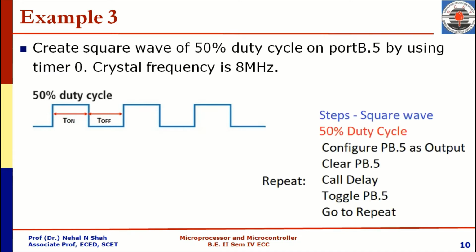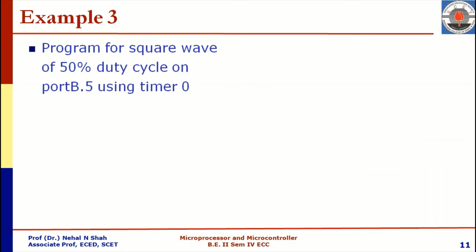Steps to generate square wave are as below. Whichever port pin is given, first of all that pin needs to be configured as output pin. We can clear that pin and we can call delay. After calling delay, we can toggle that pin and we can repeat the process. Let us observe in assembly language which kind of steps we need to follow.